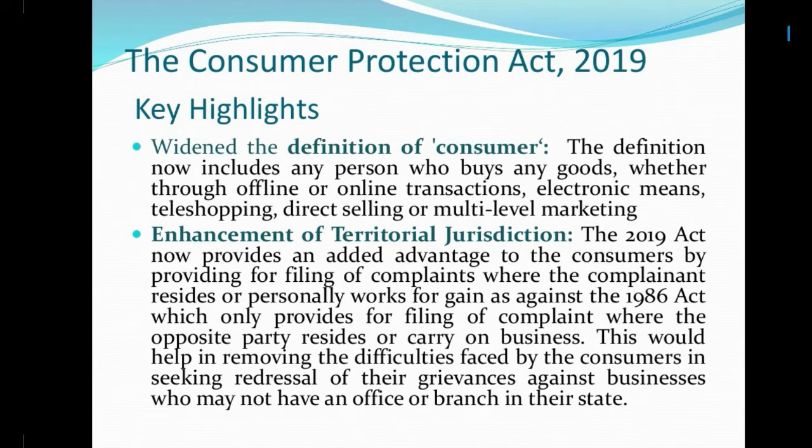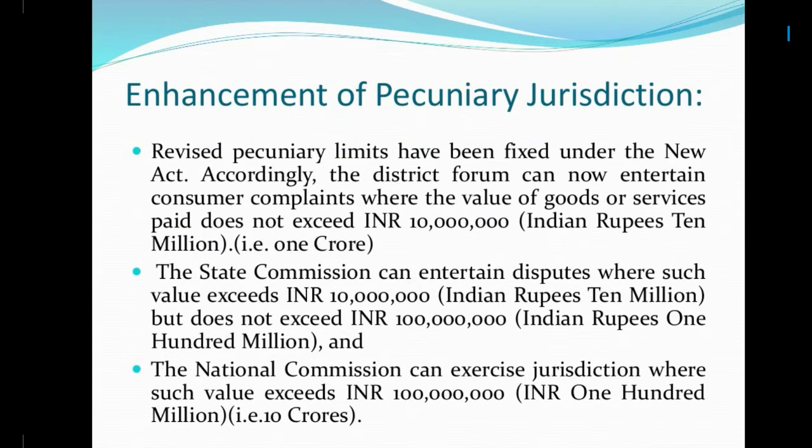Enhancement of territorial jurisdiction. The 2019 Act now provides added advantages to consumers by allowing the filing of a complaint where the complainant resides or personally works for gain, as against the 1986 Act, which only provided for filing the complaint where the opposite party resides or carries on business. This would help remove the difficulties faced by consumers in seeking redressal of their grievances against businesses that may not have an office or branch in their state.